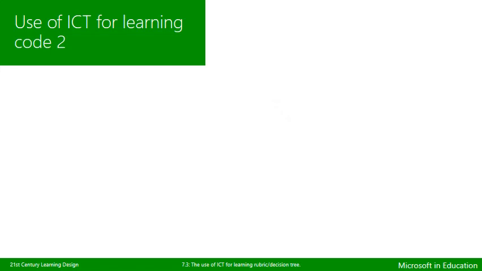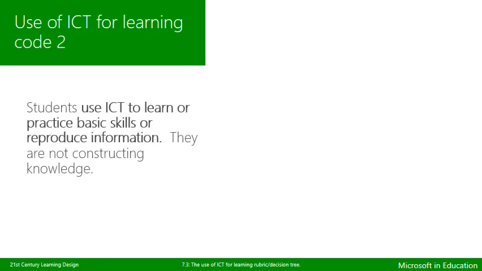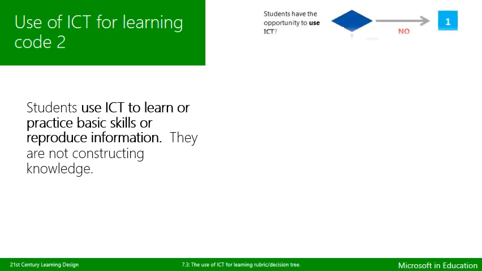If I ask if the students have the opportunity to use ICT in the learning activity, and the answer to this question is yes, then I ask myself, does ICT support students' knowledge construction? If the answer is no to this question, the learning activity is coded at a 2. In other words, students use ICT to learn or practice basic skills or reproduce information. They are not constructing knowledge.